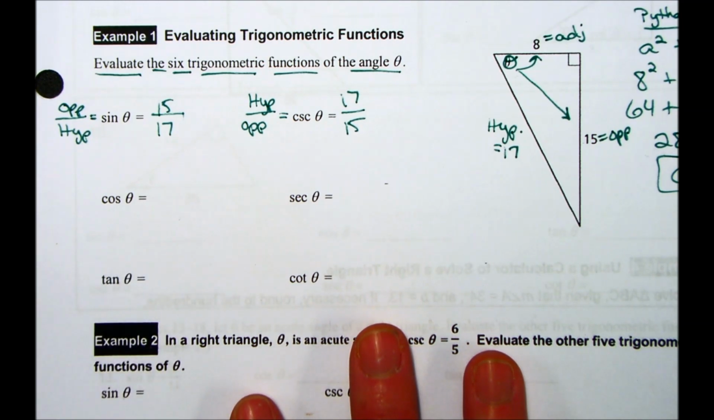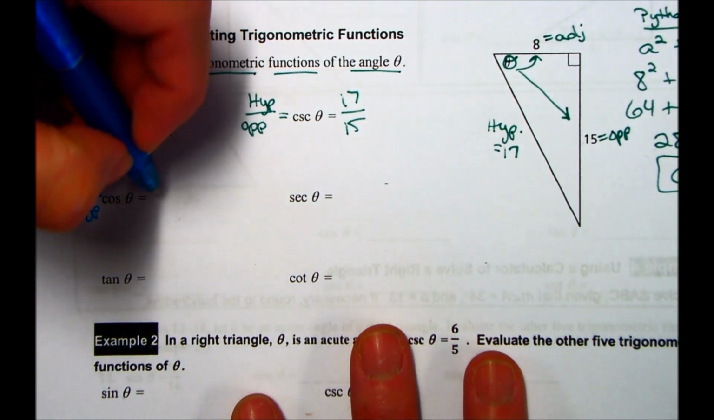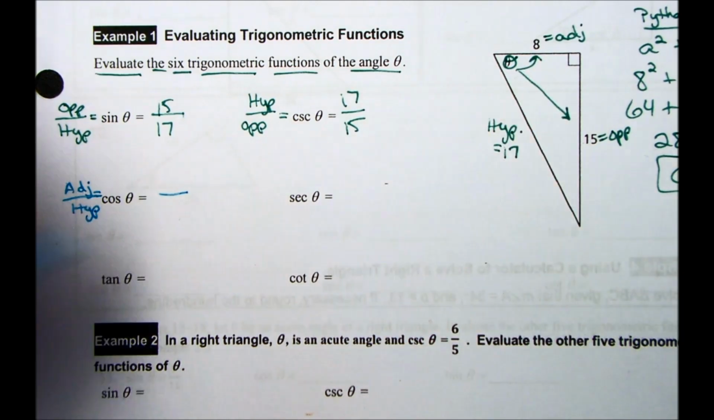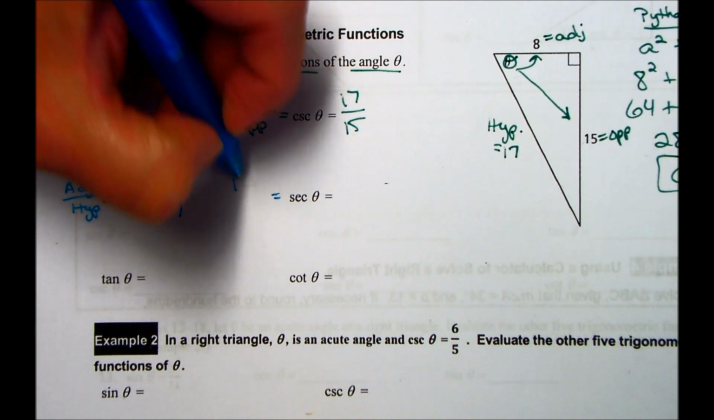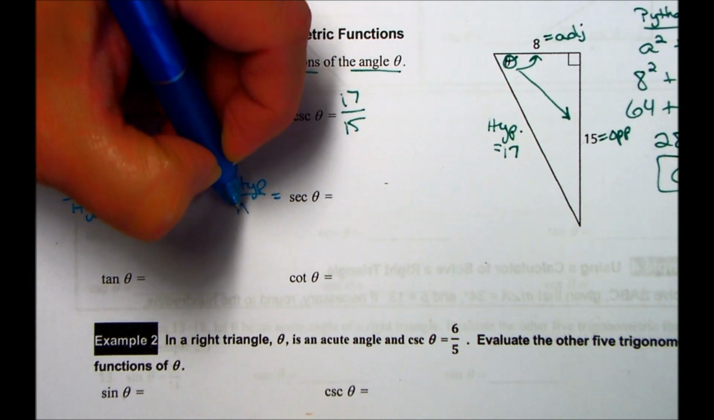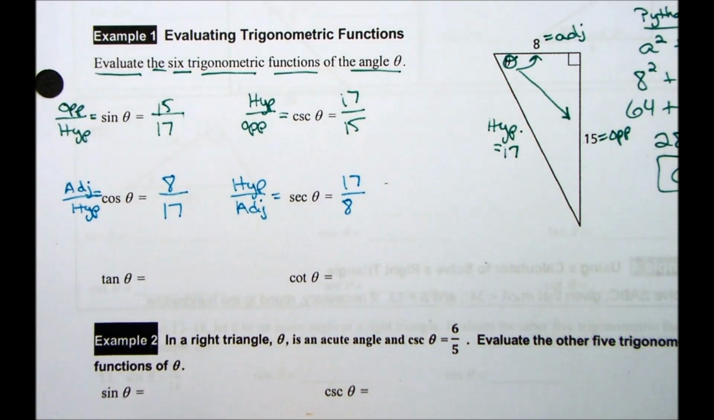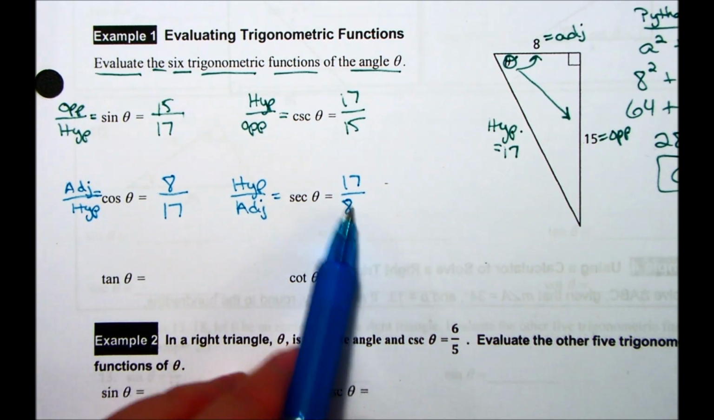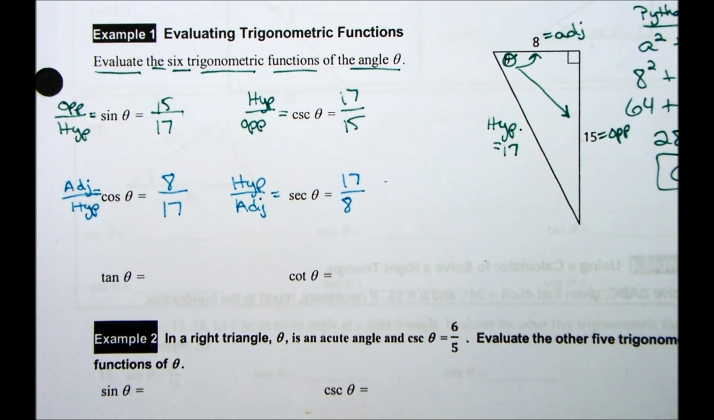Your cosine is adjacent over hypotenuse. The adjacent side is 8, the hypotenuse is 17, so 8 over 17 is our ratio. Secant is the reciprocal of that, hypotenuse over adjacent, so it's 17 over 8. If you are doing any of these problems and you have a fraction that can be reduced, then you want to reduce it, but it is okay to leave it improper. You just can't have any common factors in the numerator and denominator.